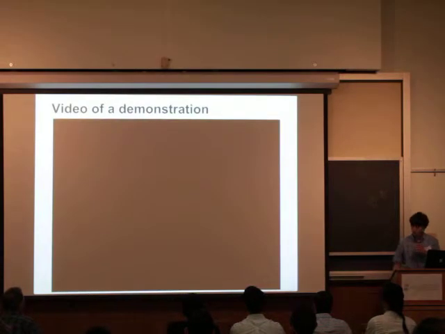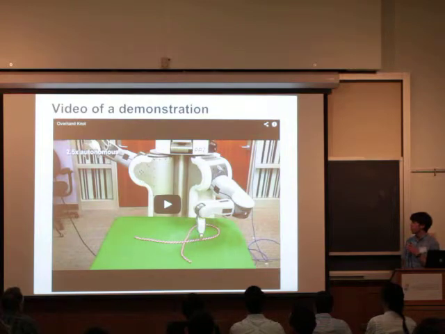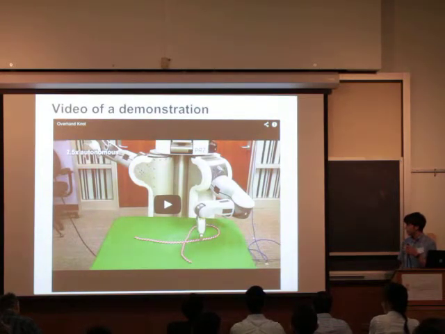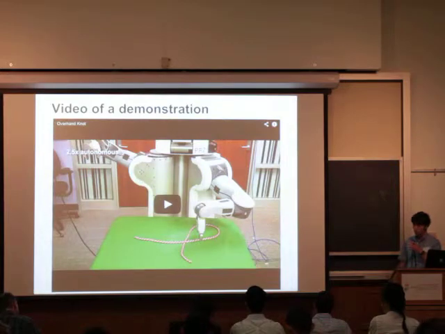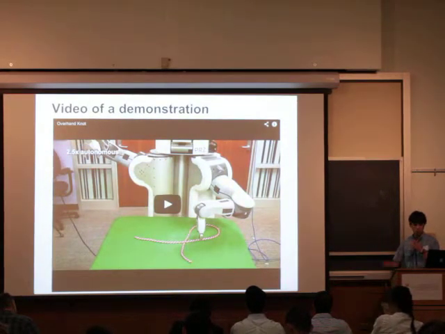So how do we do this? Well, we use something called learning from demonstration. The general idea of that is that a human will perform the task, in this case, tying a knot in the rope. And then the robot will observe the demonstration, learn from that, and be able to perform it by itself.